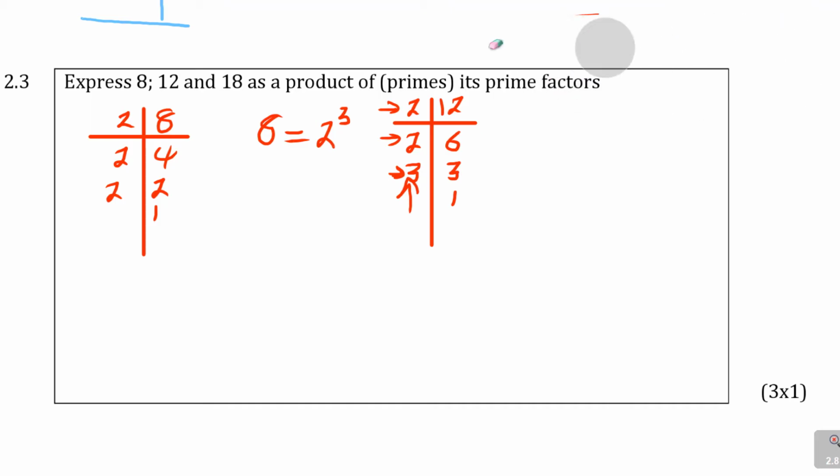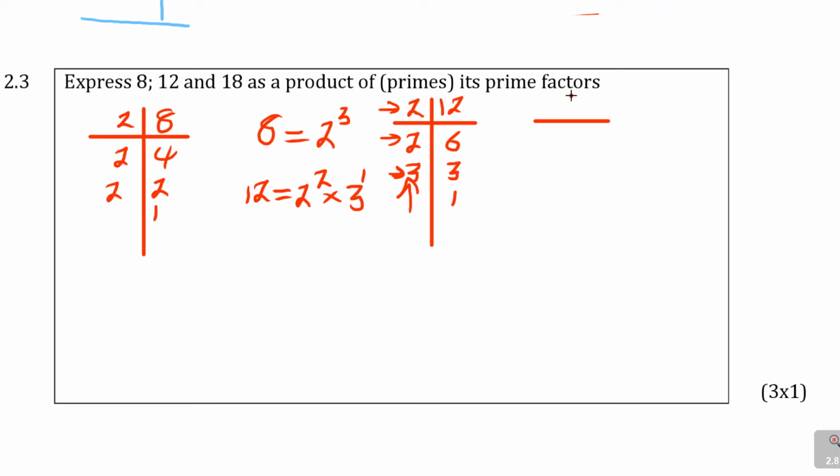When we have done that, let's look at, remember this was 12. What is 12? It's 2 times 2, which is 2 to the power 2 times 3 to the power of 1. You see, I'm already writing it in exponent form because there are two 2's and 1 3. That's why I'm saying 2 to the power of 2. Then the last one here is what?